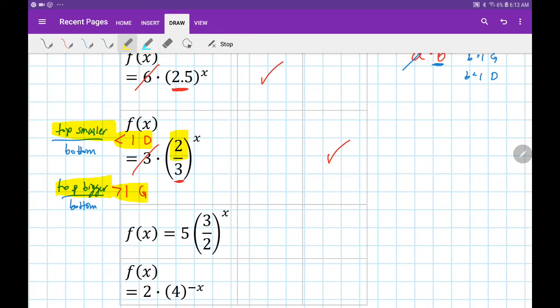Let's look at the second example, though, 3 over 2. So this time, cross out the 5. Since the numerator is larger than the denominator, this is a growth function. 3 over 2 is greater than 1.